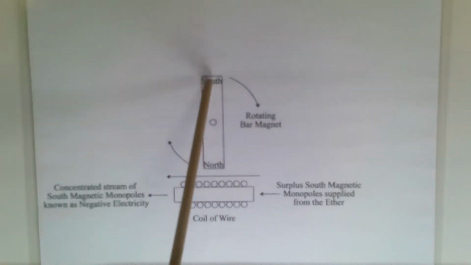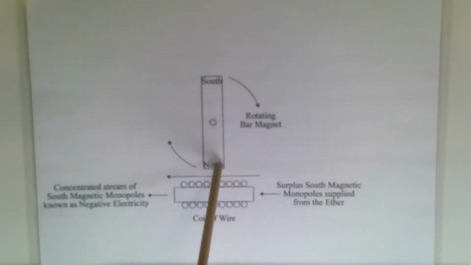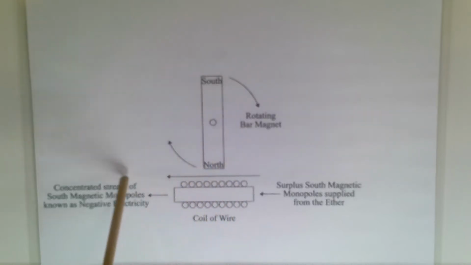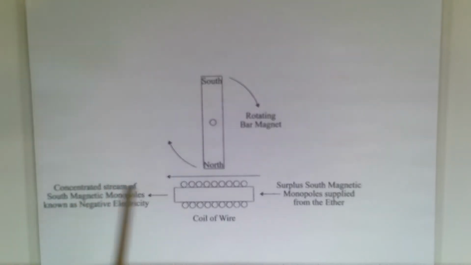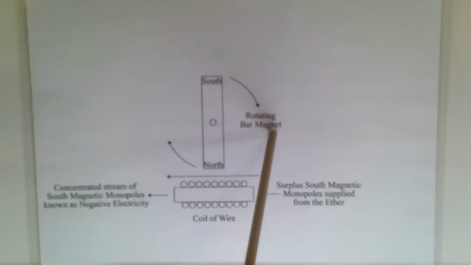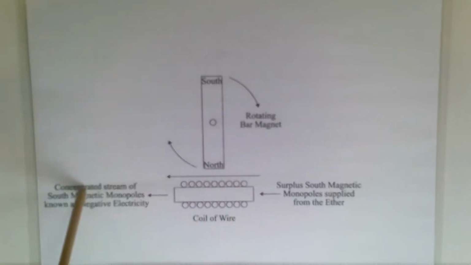And here with the south pole and north pole, as the north pole passes this coil of wire, it's going to attract its opposite. And that opposite is the south magnetic monopole. And it's going to flow in that direction. And as the south pole moves around, it's going to attract its opposite, the north, and that's going to flow in this direction. That's how we get alternating electricity.